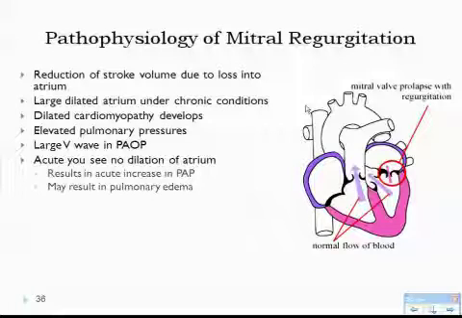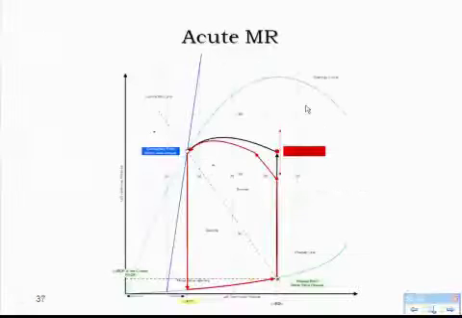Acute, you see no dilation in the atrium, but it results in very rapid increases in PA pressures, which usually results rapidly in acute congestive heart failure, or what we call pulmonary edema. Okay? So what do you see in MR?